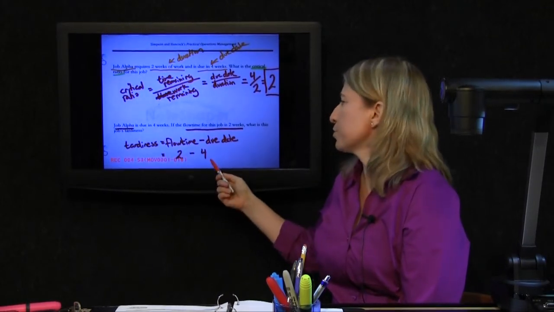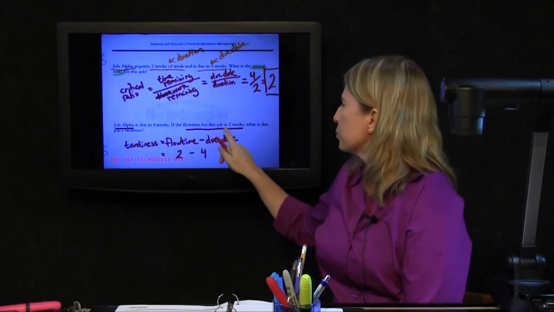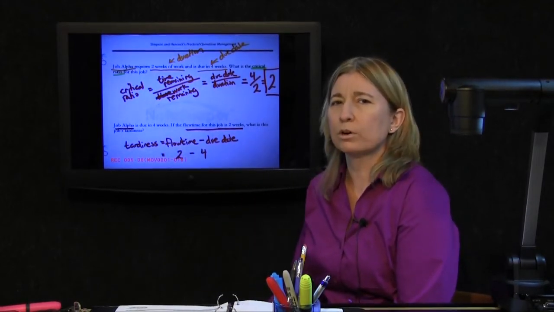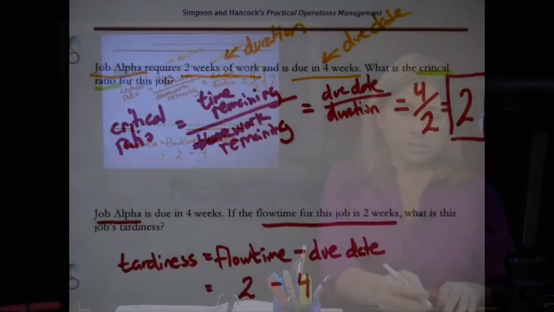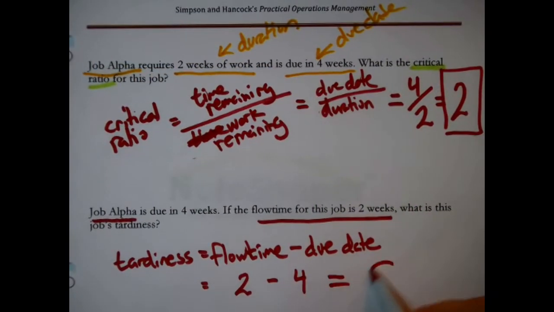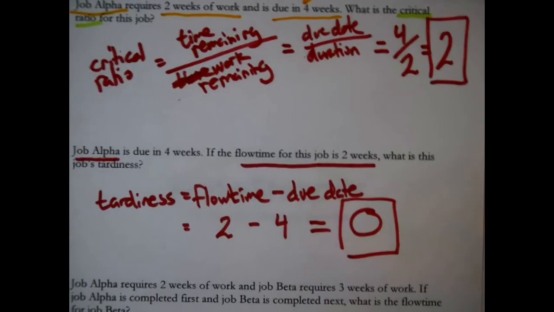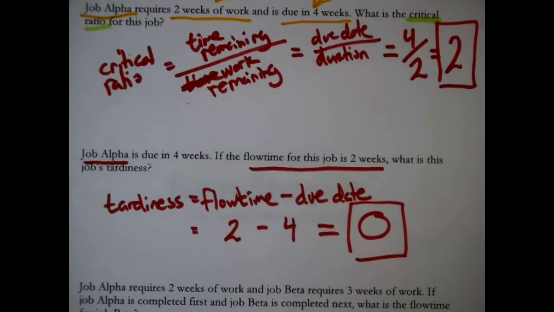Well, 2 minus 4, right. If we're going to finish in 2 weeks and it's due in 4, we're not going to be tardy. It's going to be early. So the tardiness is actually, this is a reset, not a literal calculation, 0 for job alpha in this case. It's not going to be tardy.